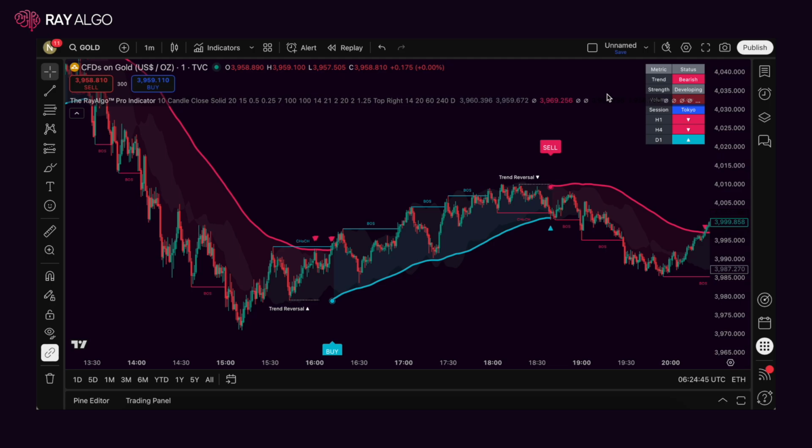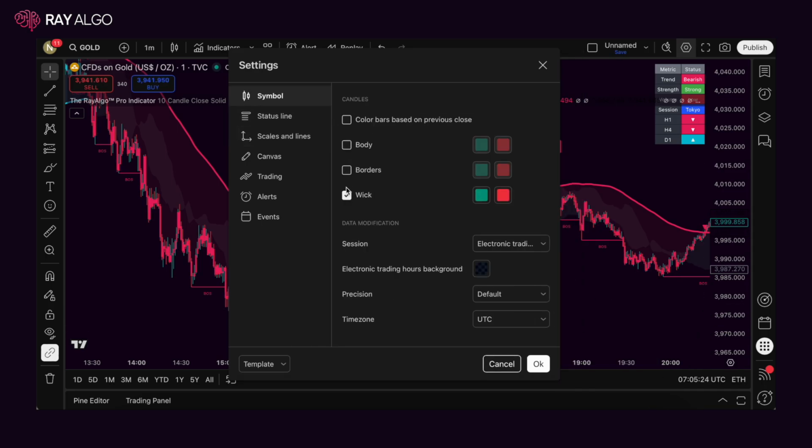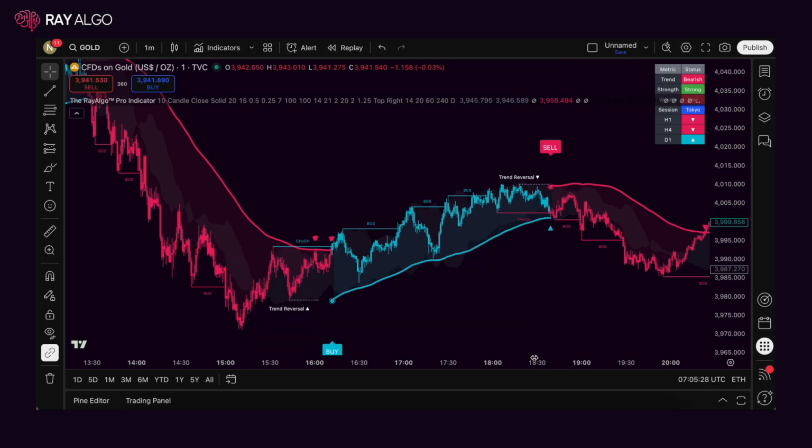For the best visual experience, click on the Settings icon in the bottom right corner, select More Settings. Navigate to the Symbol tab at the top. Uncheck the boxes for body, borders, and wicks. And that's it. You've successfully added RayAlgo to your chart in TradingView and enabled its full visual mode with clarity candles.